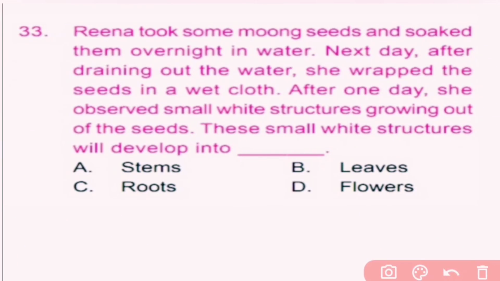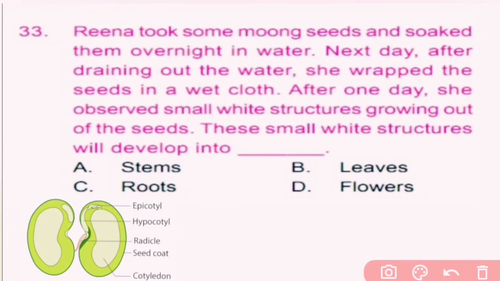Question number 33. Reena took some moong seeds and soaked them overnight in water. Next day, after draining out the water, she wrapped the seeds in a wet cloth. After one day, she observed small white structures growing out of the seeds. This small white structure will develop into dash. The small white structure growing out of the seed is called the radicle. Radicle will give rise to the root. So here C is the correct answer.